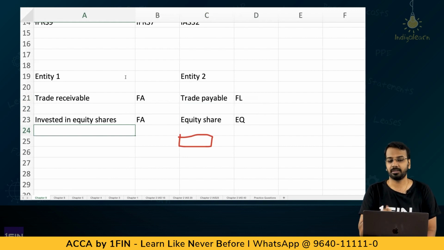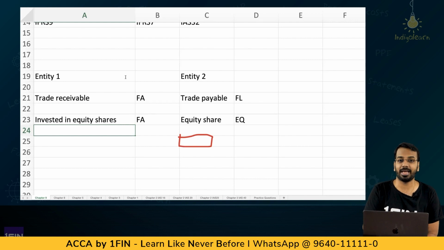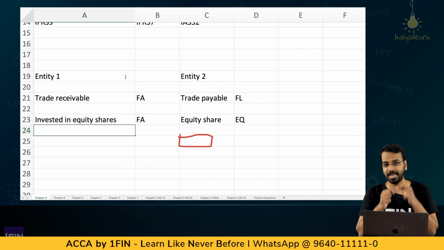There has to be a contract. Oral, implied, written, whatever it is, there has to be a contract. And the financial instrument is a financial asset for one entity. So, if it is an asset for one entity, for another entity, it should be either a financial liability, or it should be classified as equity. Then that is called a financial instrument, which will be covered in this particular standard, right.